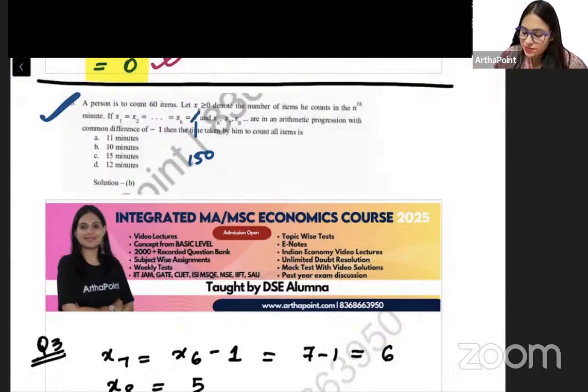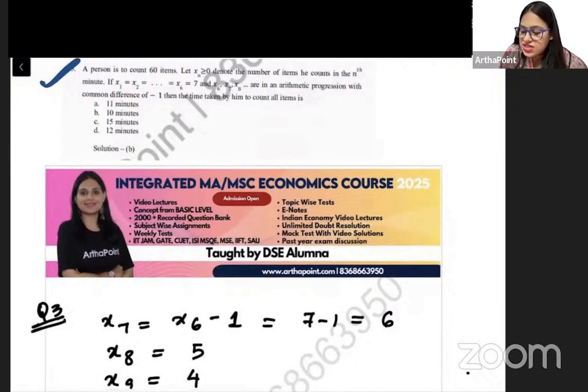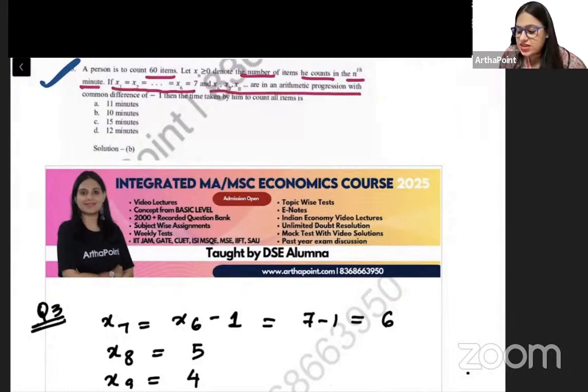Okay, now just see here. It says a person is to count 60 items. Xn denotes the number of items he counts in the nth minute. And x1 is equal to x2 is equal to x6 is equal to 7. x6, x7, x8 are in AP with common difference of minus 1. Find the time he takes to count all items. Very simple. Look carefully.